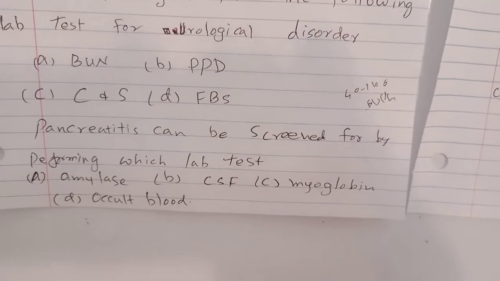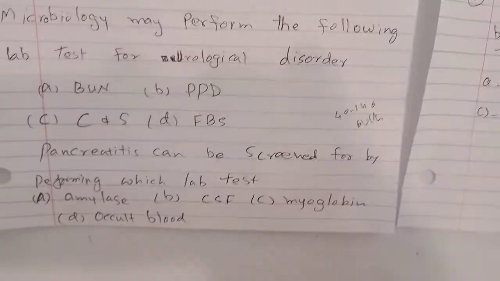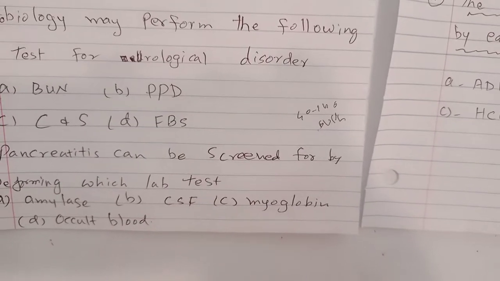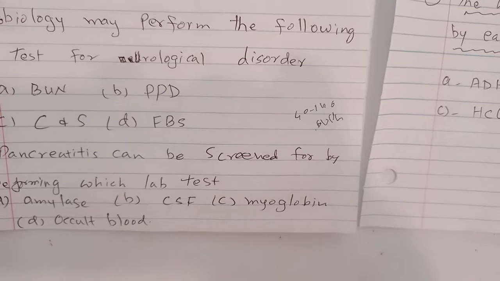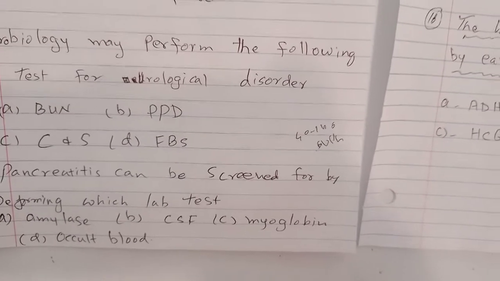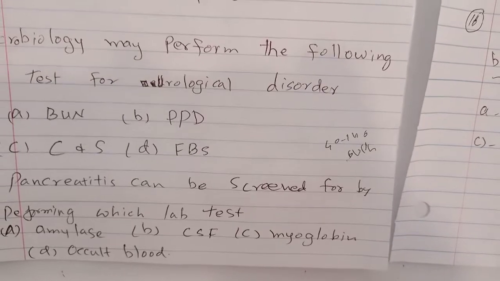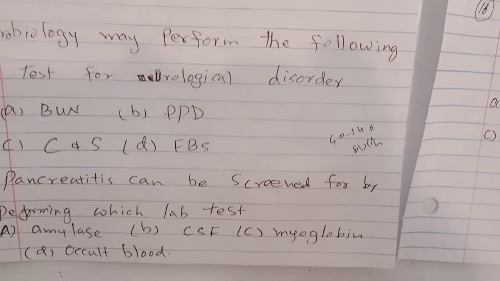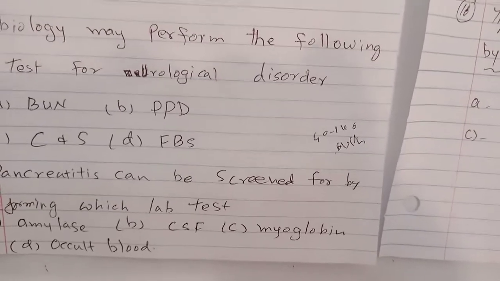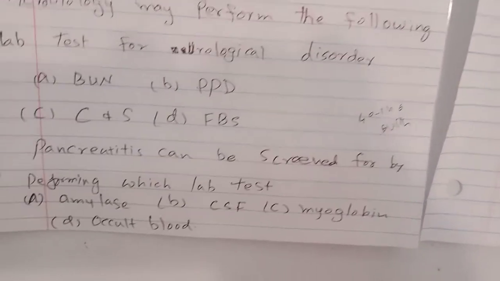B is CSF, cerebrospinal fluid, a fluid that circulates around the brain and spinal cord. C is myoglobin. Myo means muscle, globin means protein. We know there is a protein in the blood we call hemoglobin, so that is globin of the heme. This is globin of the muscle, myoglobin. So this is a protein.